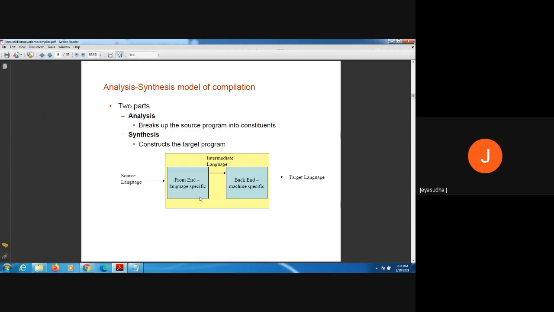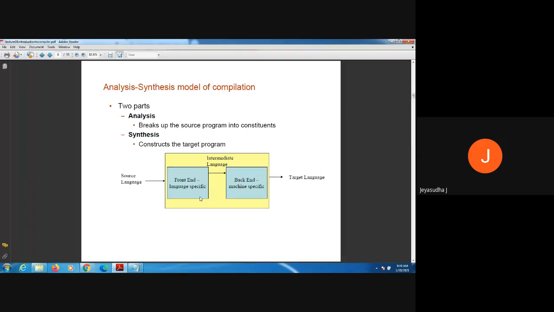If you are going to talk about a compiler, it will be divided into two main parts. One is the analysis part, and the other is the synthesis part. In the analysis part, you take the source program and split it. Mostly you'll have lexical, syntax and semantic analysis. In the synthesis part, the remaining phases come, code optimization and code generation. Synthesis is where you convert it to a target program.